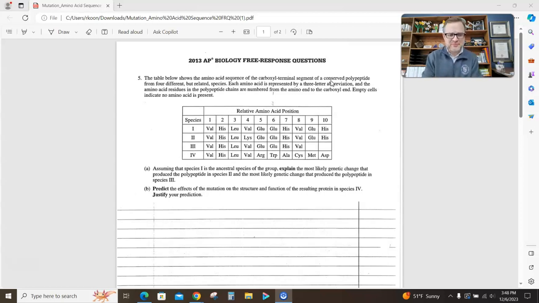So part A, assuming that species 1 is the ancestral species of the group, explain the most likely genetic change that produced the polypeptide in species 2, and the most likely change to produce the polypeptide in species 3. So species 2, compare 1 and 2. 1 and 2 has a change in position 4. A valine becomes a lysine. Comparing 1 to 3, the change is after position 8, where in species 3, there are no amino acids in 9 and 10, which tells me the protein ended after position 8.